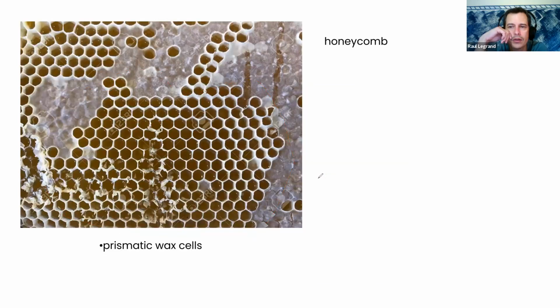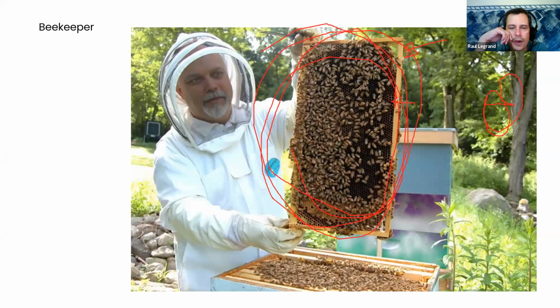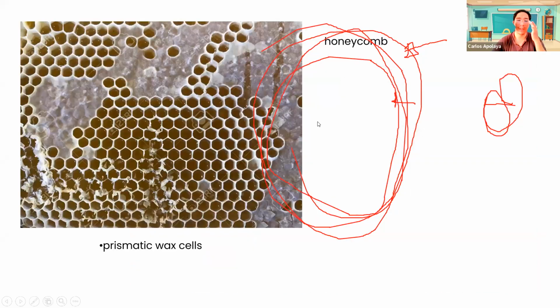Then we have a honeycomb. Okay. Don't confuse, because the bee. Imagine that you have a tree. This is a beehive, but this is the honeycomb. When you want to have a honeycomb, you need a frame. You need a frame. Yes. And there are a lot of prismatic wax cells. Wax cell. Okay.